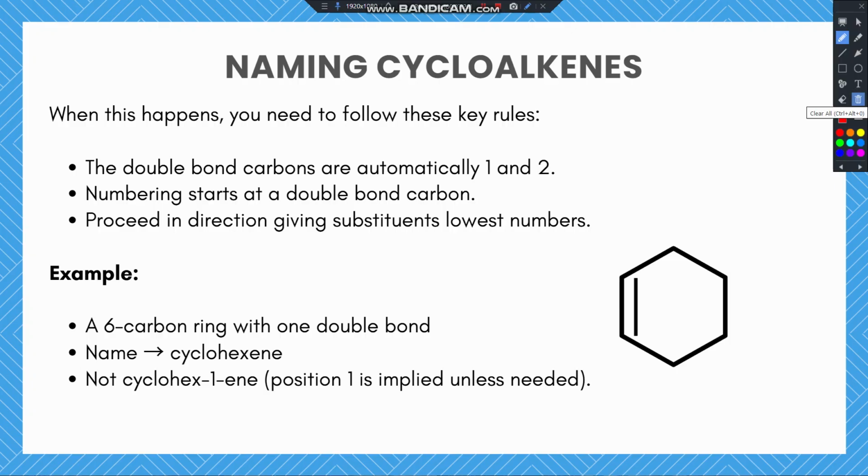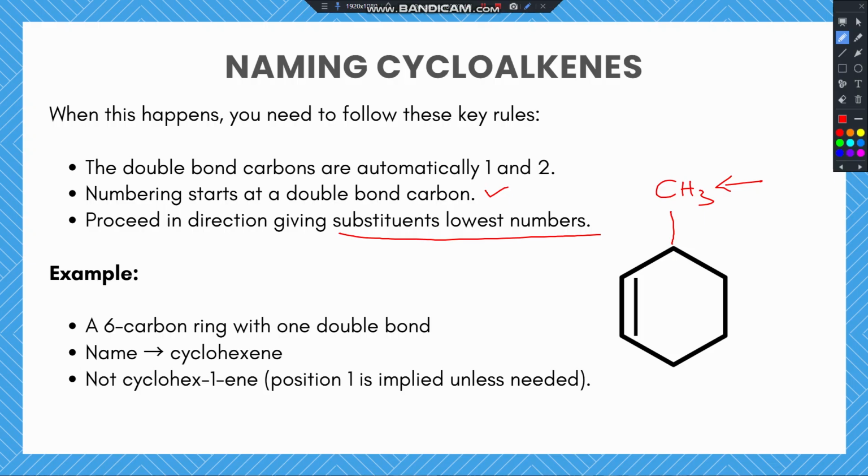I'm sure you can see how that's going on. So the numbering starts at a double bond carbon. That was what we just did. And then we proceed in the direction that gives substituents the lowest number. So for example, let's say there is a substituent here, CH3, just for example. So it means I'm going to start counting in a way that will give this substituent the lowest possible number.